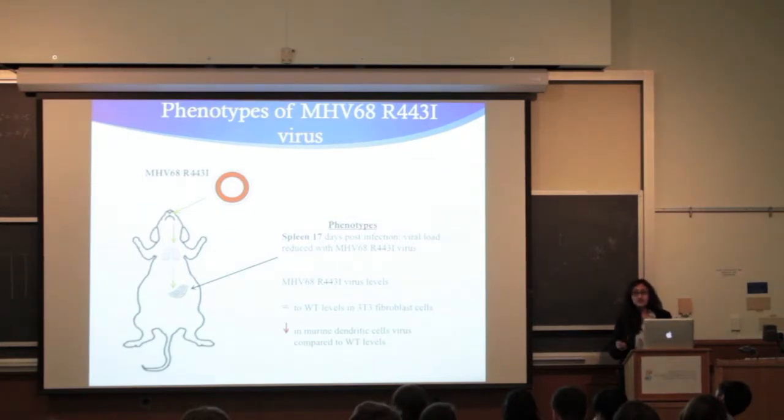And so hence, in vivo in the mouse, the mutant virus is not able to establish latency in the spleen as well as the wild-type virus does. So this speaks to its defectiveness.